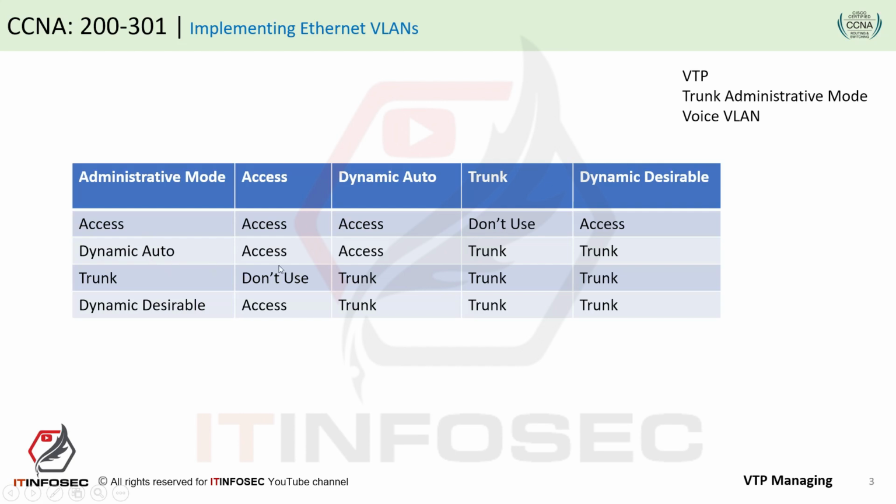If one side is dynamic auto and the other is trunk, it will be trunk. It will pass and exchange trunk packets. So the administrative mode will change to trunk, and dynamic auto with dynamic desirable will result in trunk. If one side is trunk and the other is access, don't use it. If one side is trunk and the other is dynamic auto, the result will be trunk. If one side is dynamic desirable and the other side is access, the result will be access, and the other combinations will be trunk mode.